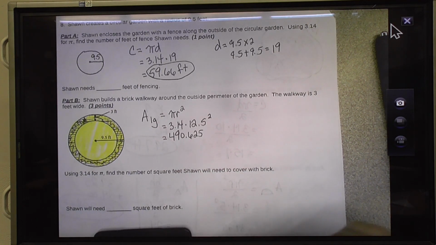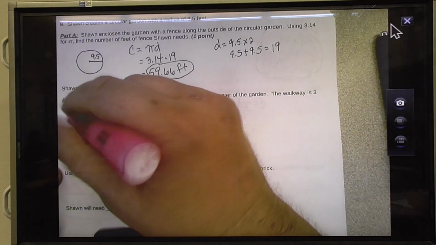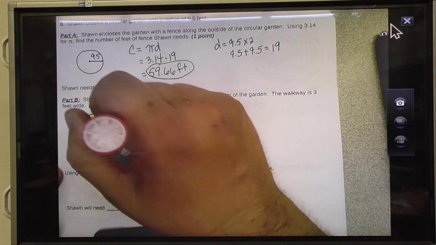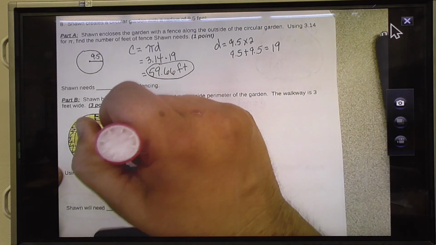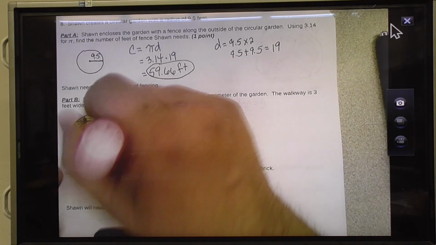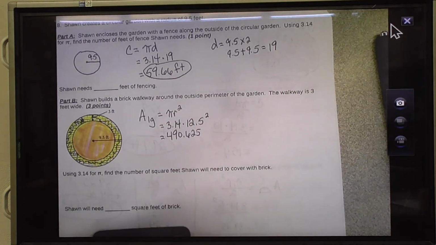59.66? How you get 59.66? That's the perimeter. That's the fence. What I want to do, folks, is figure out the area of just the small circle. I want to find out in this small circle, how much is this? I want to figure out what the area of that is.